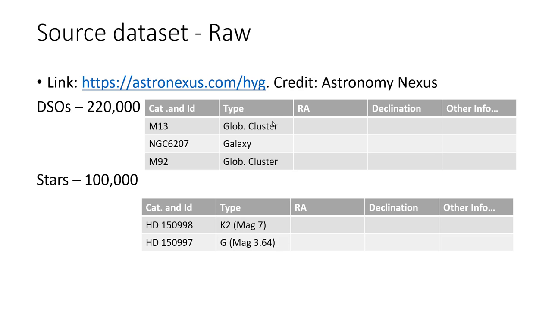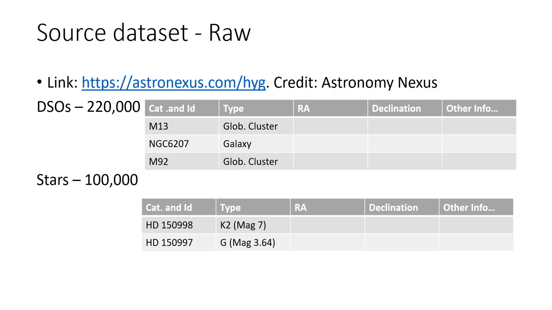So this is my raw dataset. It came from Astronomy Nexus. The link is over here. It has a list of about 100,000 stars and another 200,000 deep space objects. Those would be things like galaxies, globular clusters, nebulae, and others. It's a fairly extensive data set.